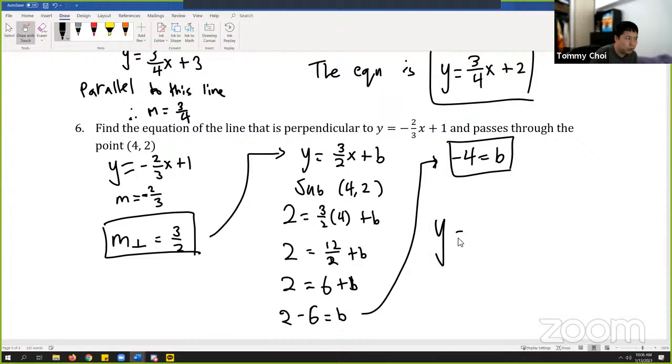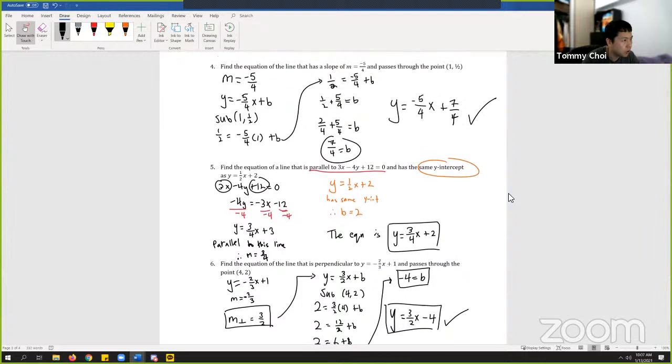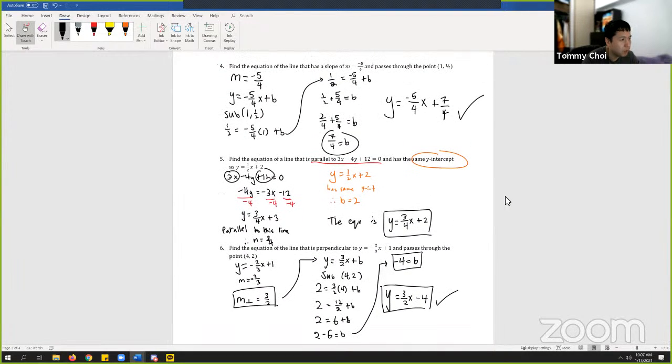So my final equation will be y is equal to 3 over 2x. Sorry, let me rewrite that. y is equal to 3 over 2x minus 4. And that's the final equation there. So I'm going to zoom out for this page so you can see all 3 questions on this page and copy that down if you haven't done so already.